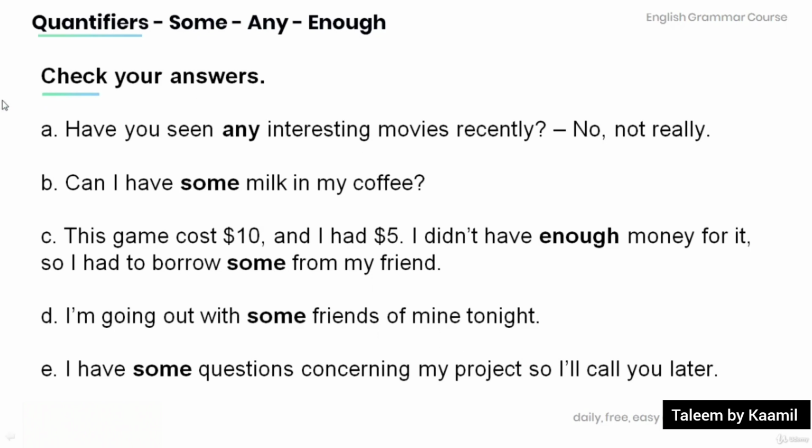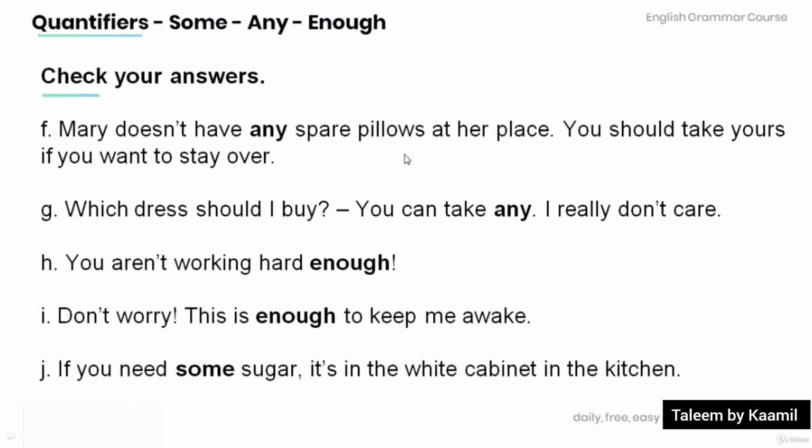And now, let's check your answers. Have you seen any interesting movies recently? No, not really. Can I have some milk in my coffee? This game cost $10 and I had $5. I didn't have enough money for it, so I had to borrow some from my friend. I'm going out with some friends of mine tonight. I have some questions concerning my project, so I'll call you later. Mary doesn't have any spare pillows at her place. You should take yours if you want to stay over.